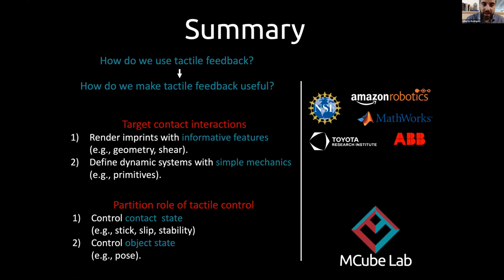All right, so in summary, how do we use tactile feedback? The key idea is that we should be thinking of how to make it easier to use tactile feedback. How do we reformulate, especially on the planning pipeline, our thinking so that it is more convenient to use tactile feedback? Key to that is targeting contact interactions that make it easier, and partitioning the role of tactile control into controlling the object state and controlling the contact state.